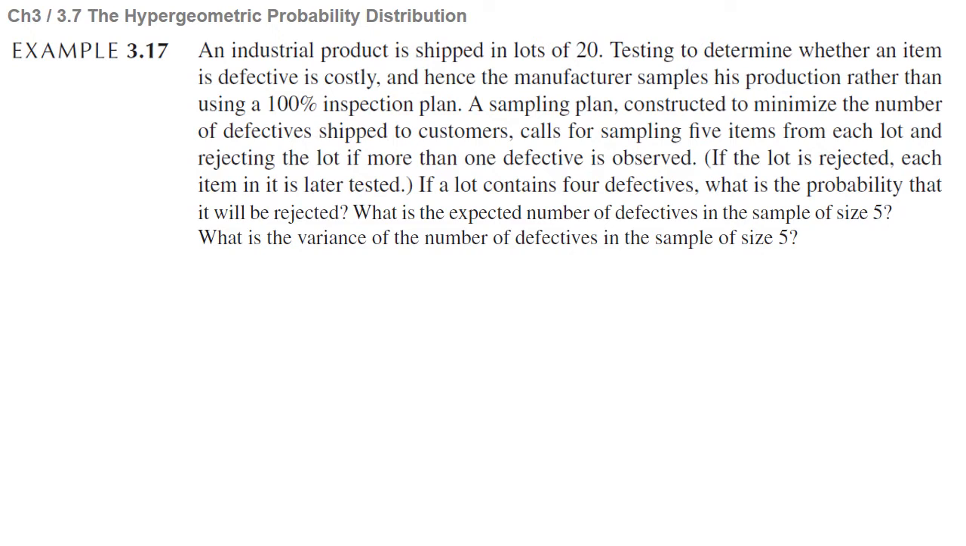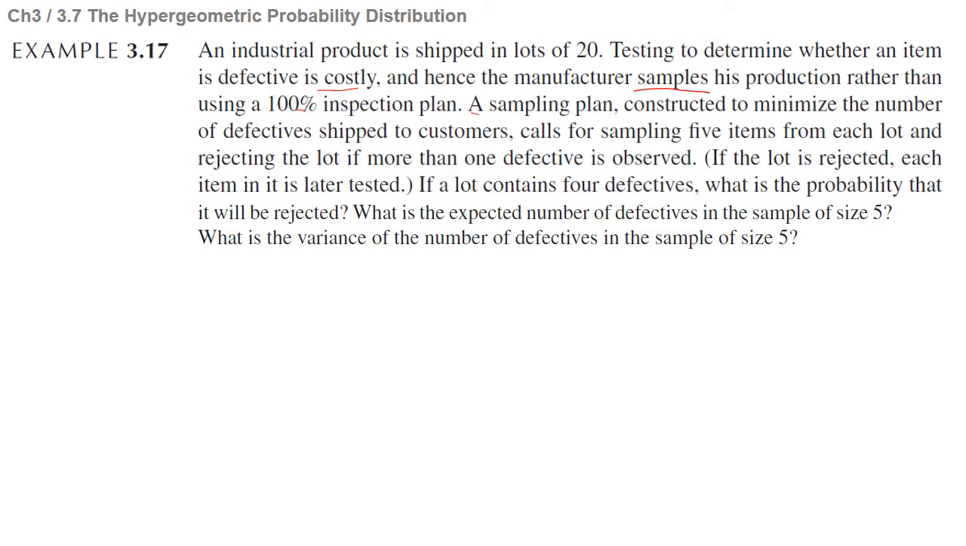An industrial product is shipped in lots of 20. Testing to determine whether an item is defective is costly, and hence the manufacturer samples his production rather than using a 100% inspection plan. So because finding defectives is costly, the manufacturer uses a sampling approach. The manufacturer samples some amount from the lots rather than doing 100% inspection.